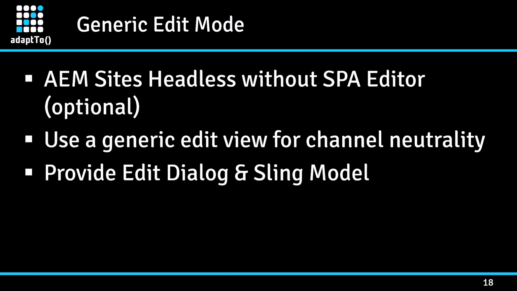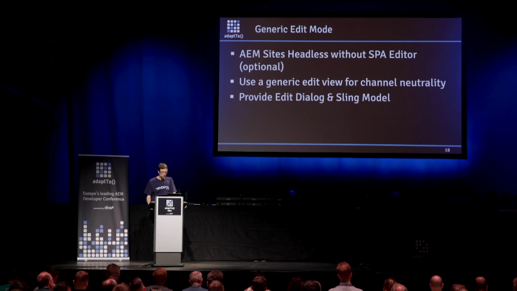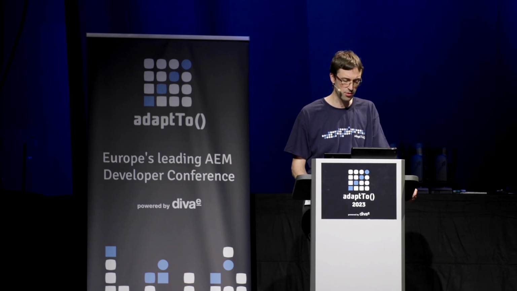Yeah, and then speaking of the generic edit mode, as I've told, out of the box, of course, you have to provide your edit dialog and your Sling model. This you have to implement for each component. But you do not have to implement an HTML script which somehow visualizes for the editor which data was added. And here we have a library which can automatically provide a generic edit view for each component. Maybe core components, but in most cases probably custom components.